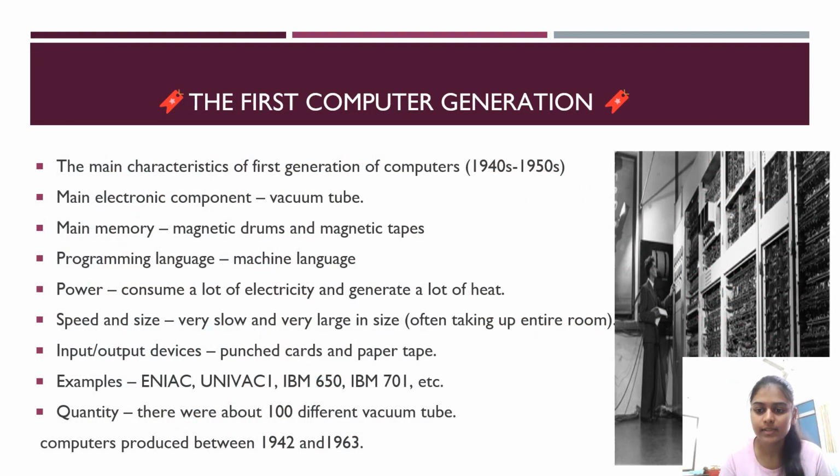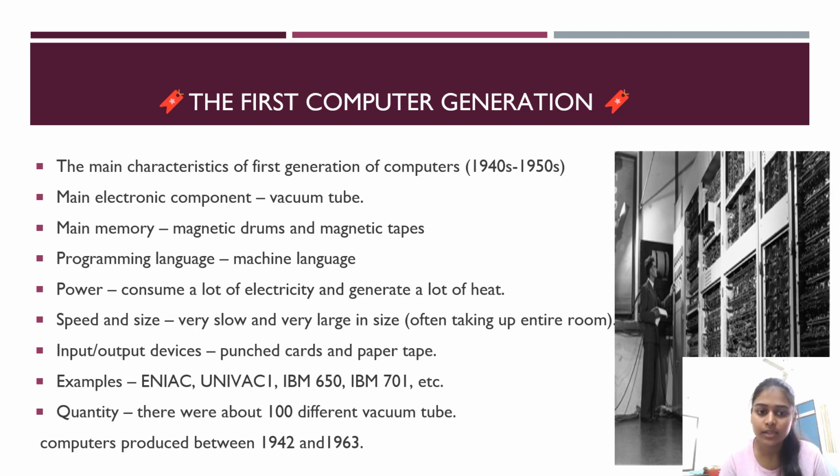Now we will discuss the generations of computer. In that, the first computer generation. The main characteristics of first generation of computers, 1940 to 1950s. Main electronic component used is vacuum tube. Magnetic drums and magnetic tapes used as main memory. Programming language is machine language. Power: they consume a lot of electricity and generate a lot of heat.